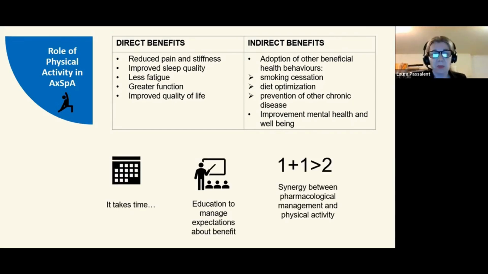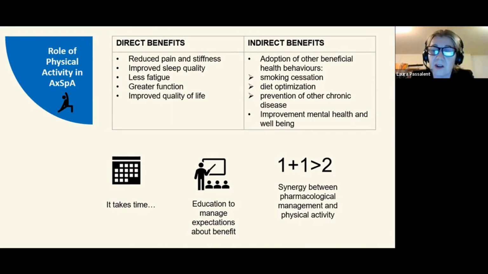There were three other important aspects that participants identified in terms of the role of physical activity in AxSpA. And that is that the benefits are not immediate and that the benefits take time to develop. And individuals participating in this study really emphasized the importance of education from healthcare providers to patients so that patients understand how to manage expectations about benefit from physical activity.